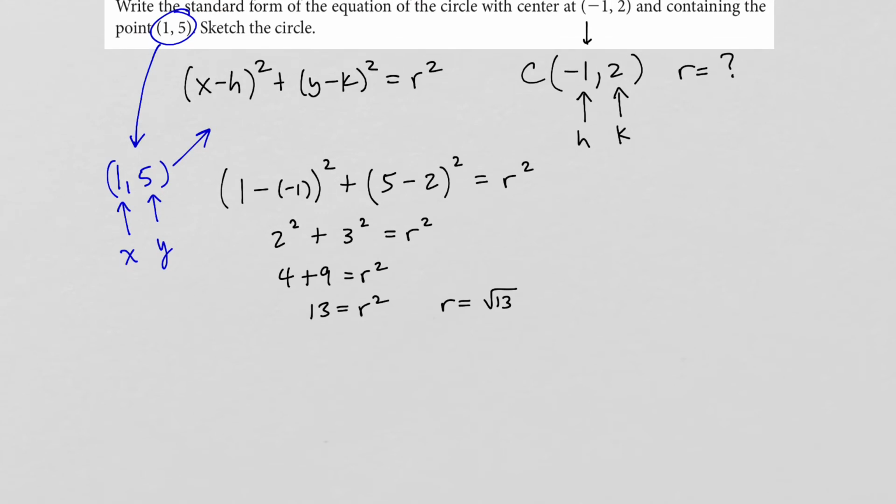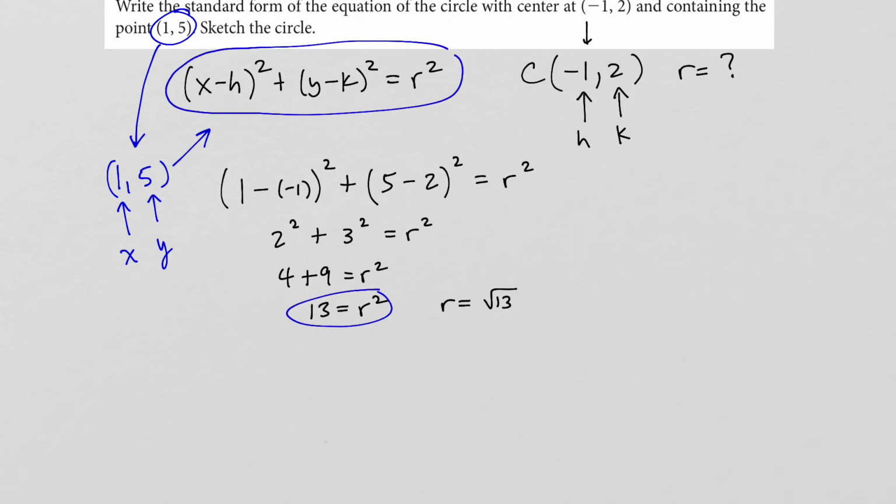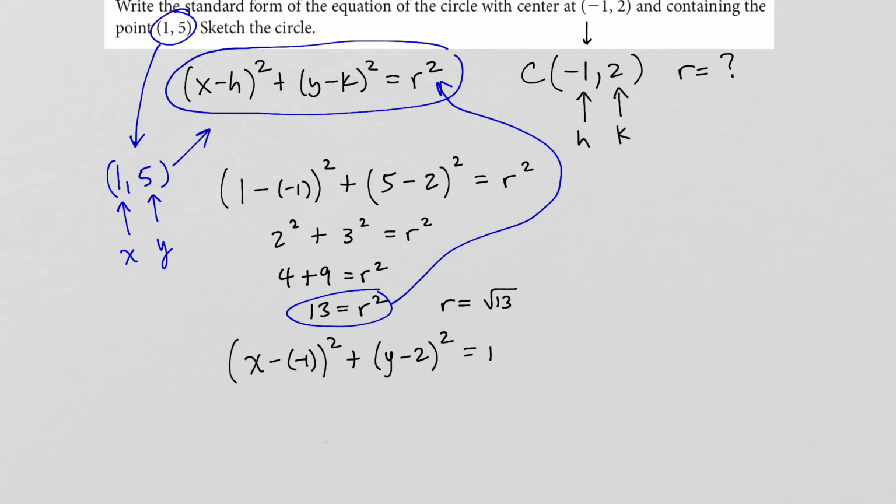But if I want the equation of the circle, I'm just going to come back up to this equation, and I'm going to notice that r squared is 13. So I can simply replace r squared with 13, and I can also replace h and k with -1 and +2, respectively. And that's going to give us (x minus -1) squared plus (y minus 2) squared equals 13. And then the only thing we need to do here is just clean this up. That's going to give us (x plus 1) squared plus (y minus 2) squared equals 13.